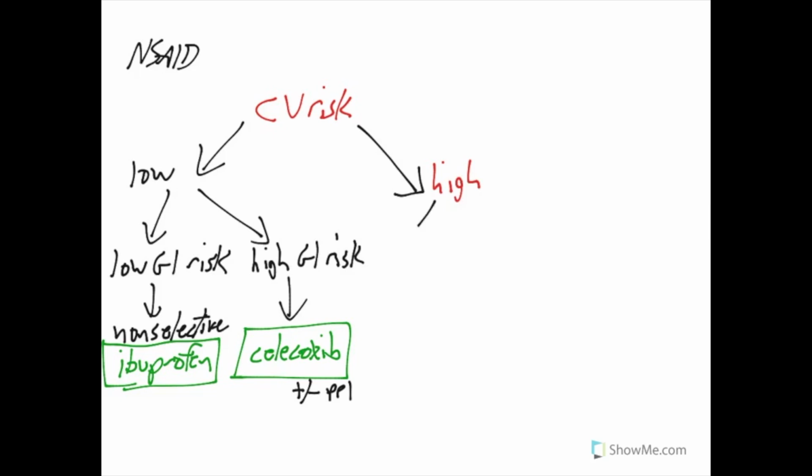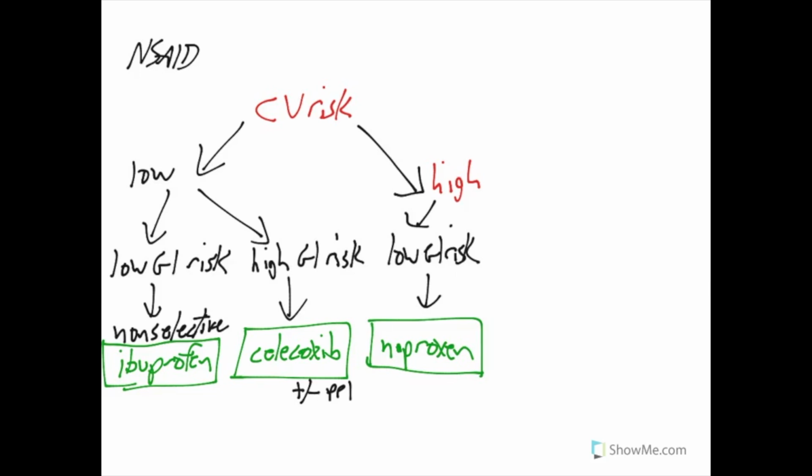All right, now, what if we have someone with high cardiovascular risk? Well, then we do the same thing, right? We first go to GI risk, and if they are low GI risk, what do we give? There have been some neat studies out there that showed actually naproxen seemed to be the best in terms of lowest risk of cardiac events. So that's our go-to in that situation.